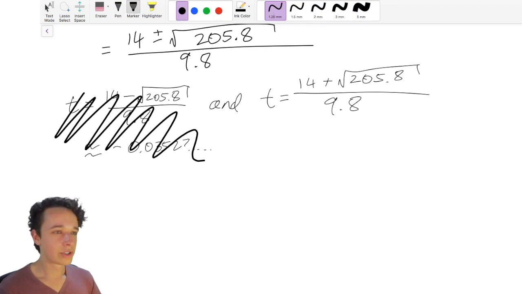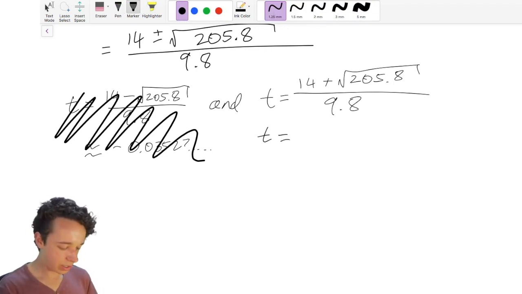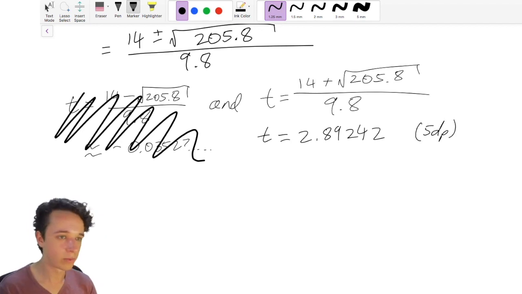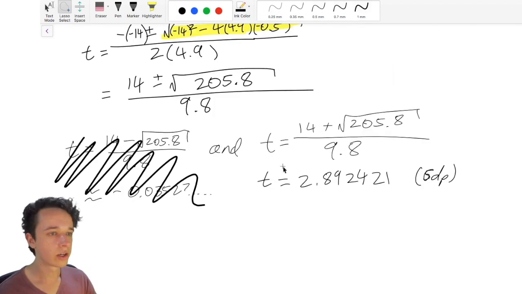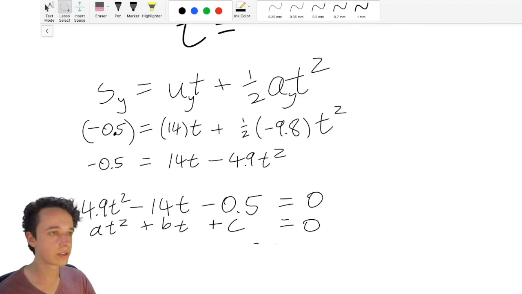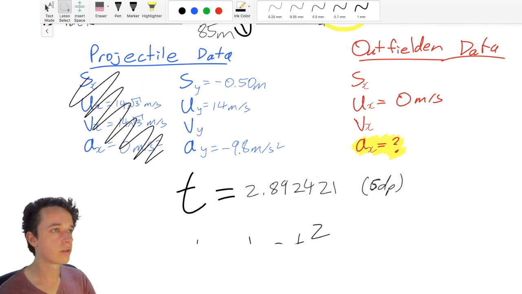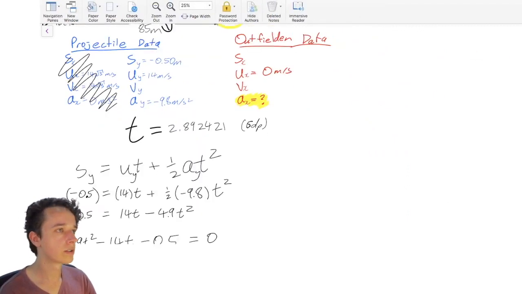All right, so the time that we're concerned about is this one here. And if you put that into the calculator, you're left with 2.89242, and that's to 5 decimal places, which will probably be accurate enough. Well, actually, you know what? We'll put one more. 6 decimal places. Okay, so now we have this value for time here to 6 decimal places. So this time thing here is this. And I'm just going to remove all this working.